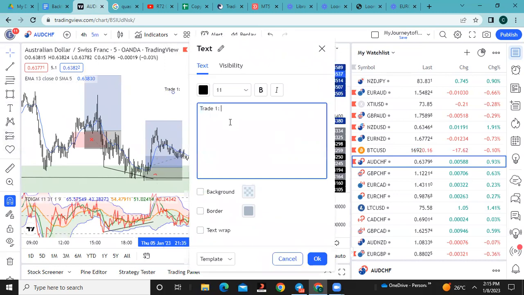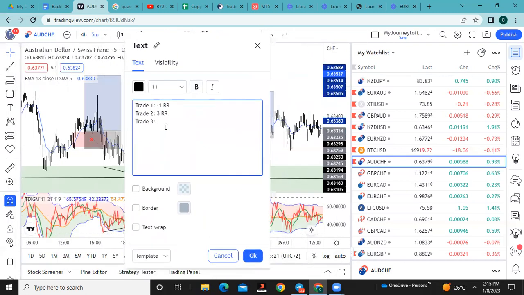So check here. Trade 1, you lost -1 R. Okay. Trade 2, you got 3 R. Okay. Trade 3, you got 3 R because it was profitable.